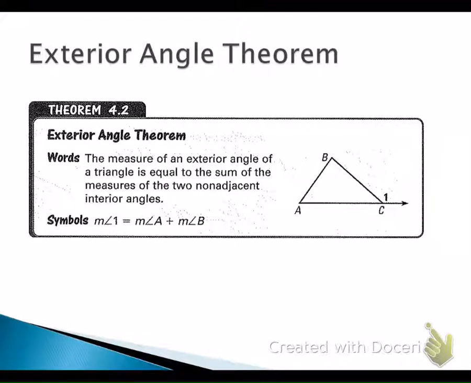Alright, our last theorem for today, the exterior angle theorem. We've got a wordy definition of it, but basically what it says is that this exterior angle is equal to the sum of the two interior angles that it does not touch. So the exterior is equal to, or is the same as, if you were to add the two interior angles that are not next to it together.